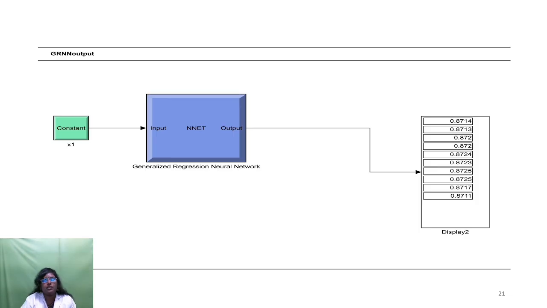So this is a sample diagram which I have pasted in this picture. Here we can see the three boxes. One is the constant box. Next, the center box displays the generalized regression neural network, and the third box represents the display box, that is the output voltage profile. Once we have given the input values in the constant box, we have to run the simulation, then we can get the output voltage profile in this display box.